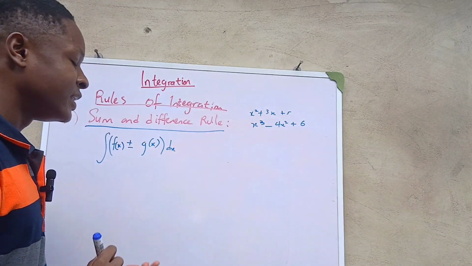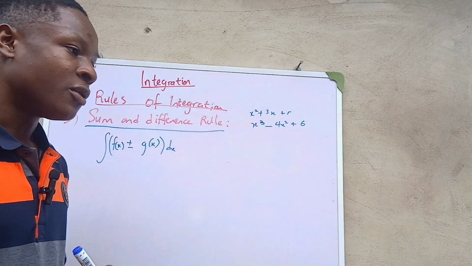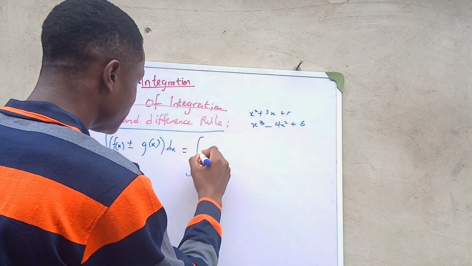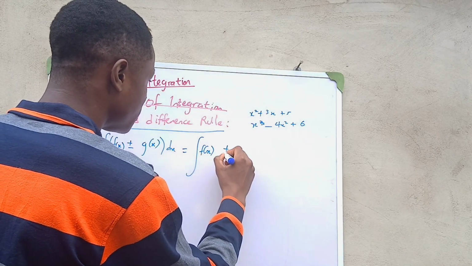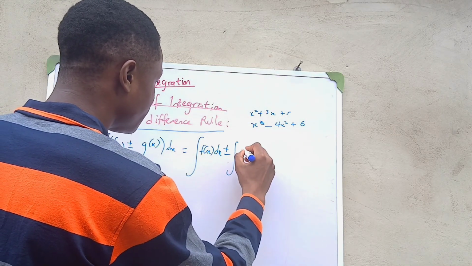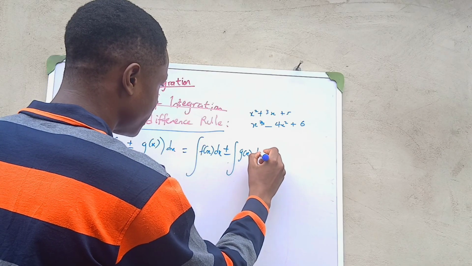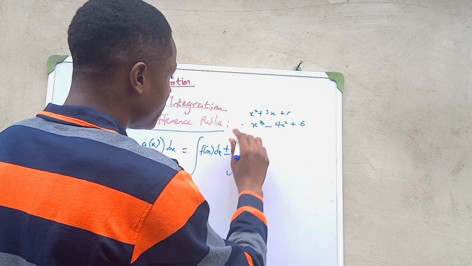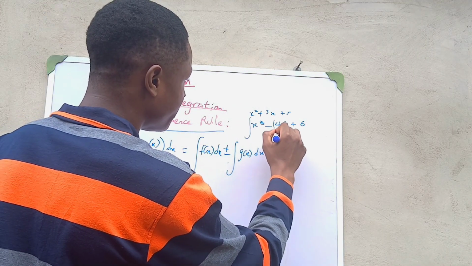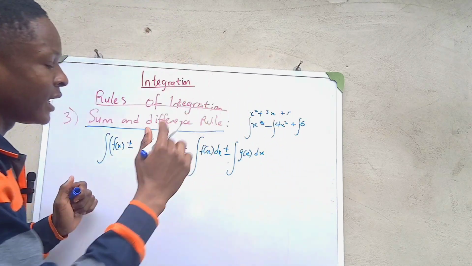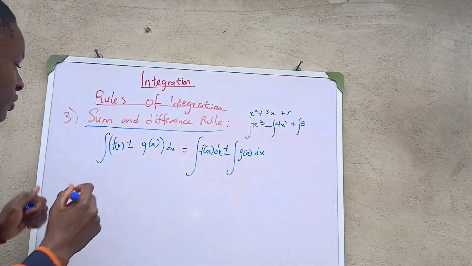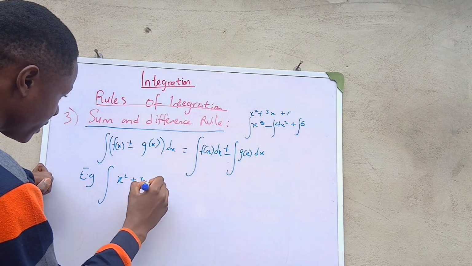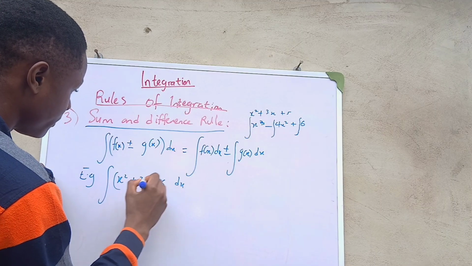So when we are integrating all these kinds of functions, we are going to integrate them singly, individually. So we have the integral of f of x plus or minus the integral of g of x dx. What I mean is that when you want to integrate this, we have to find the integral of each of them and then join them back together. So that is what I mean. Now an example is the integral of x squared plus 3x plus 6 dx.